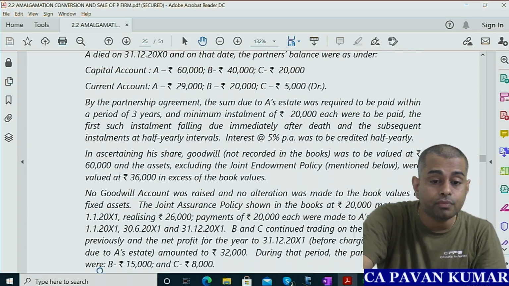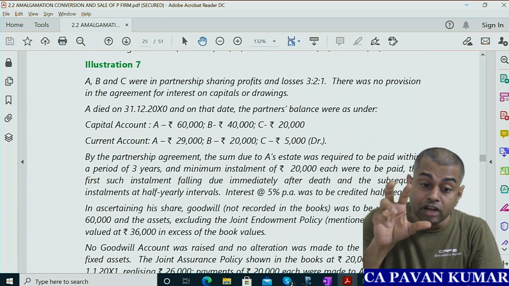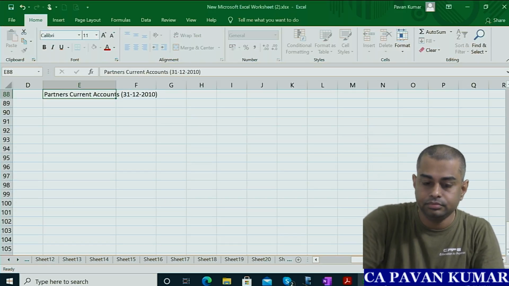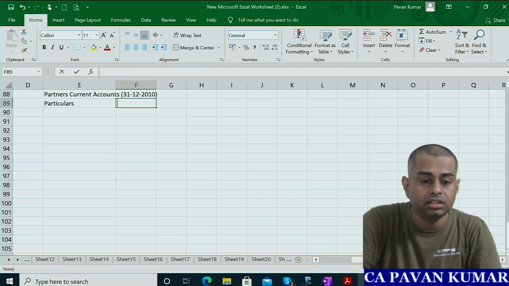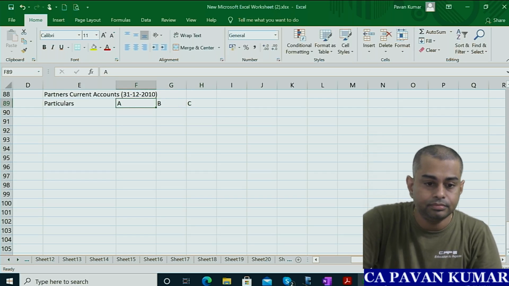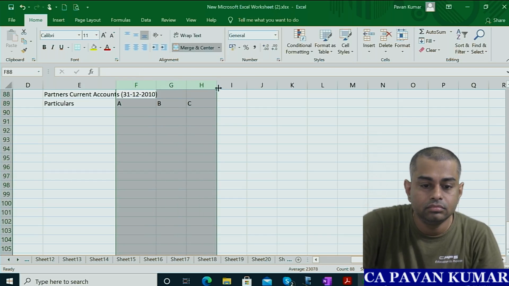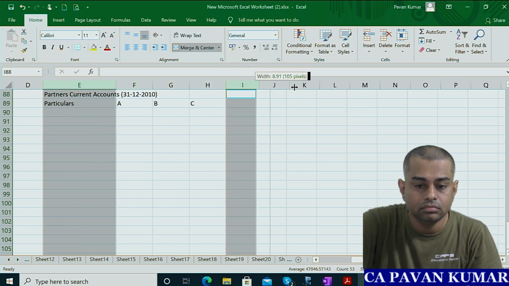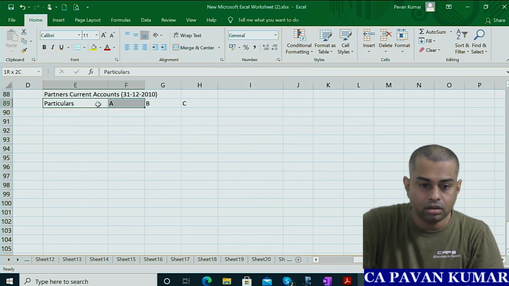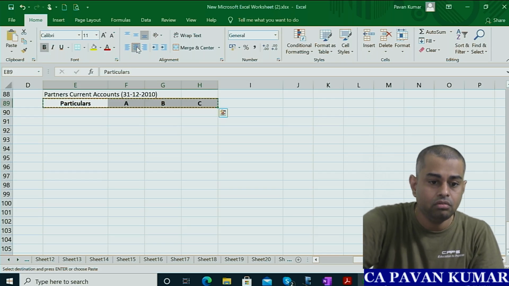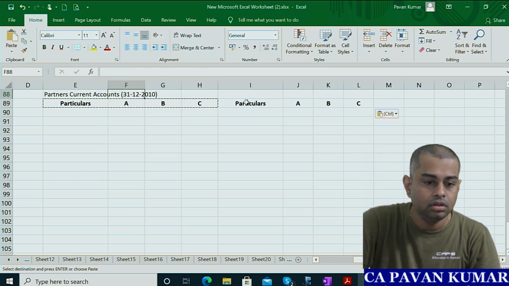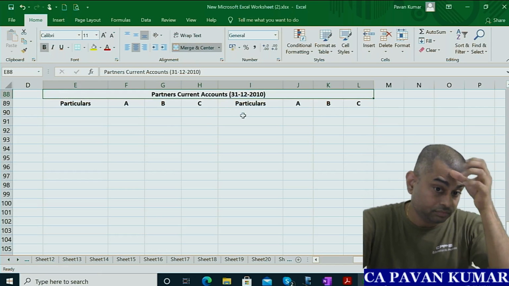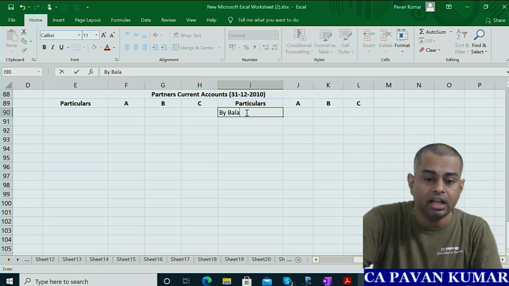When did this gentleman die? This gentleman died on 31/12/2010. Okay. Particulars A, B, C. Copy, paste. This is our partners' current accounts. Okay. Now write down the opening balances.